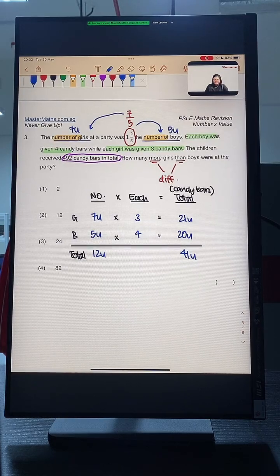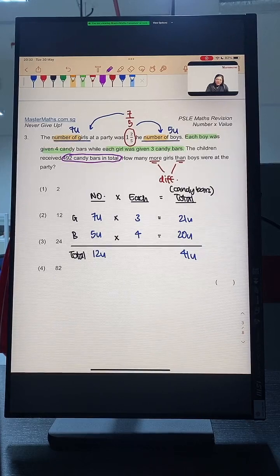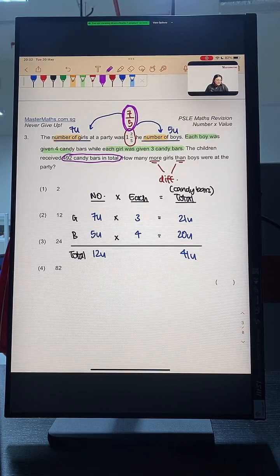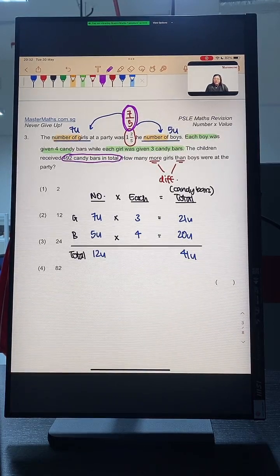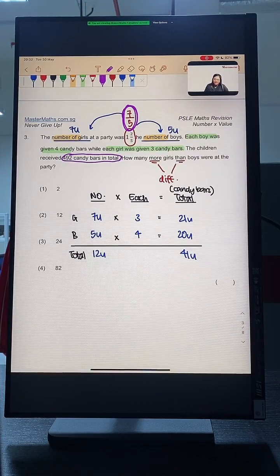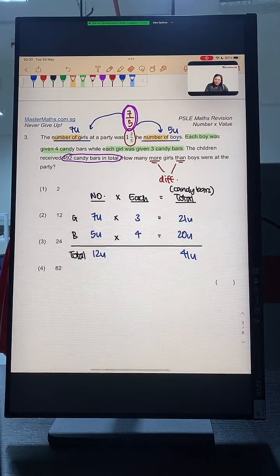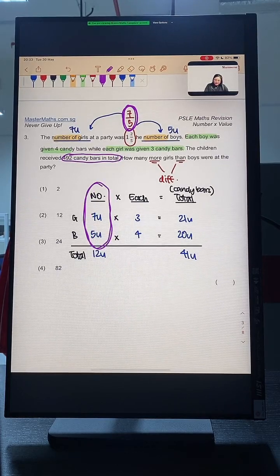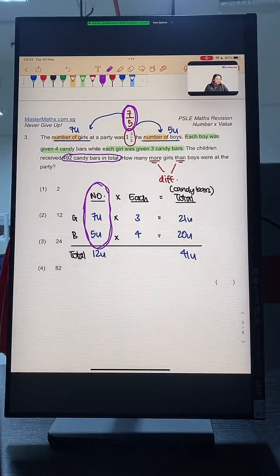Okay? One more time. So, the number of girls is 7 units. The number of boys is 5 units because we changed this mixed number into an improper fraction, so that we can assign units to the number of girls and the number of boys respectively. Once we have the number of people, we just write it in the number column, so 7 units and 5 units respectively.